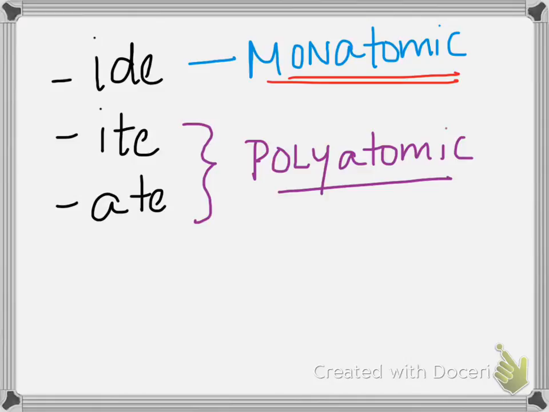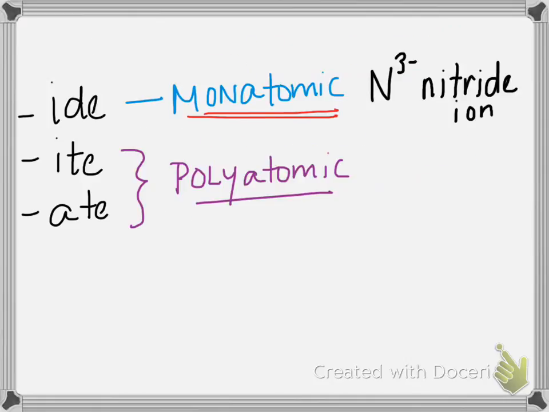Okay, things to remember. When you see an IDE ending, you're looking at something that is monatomic. It's made of a single ion, and you should be looking for the name of that ion on the periodic table. When you see an ITE or an ATE ending, these are polyatomic ions, and you should be looking on your polyatomic ion chart. So let's do a couple examples.